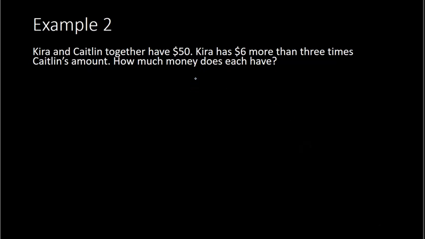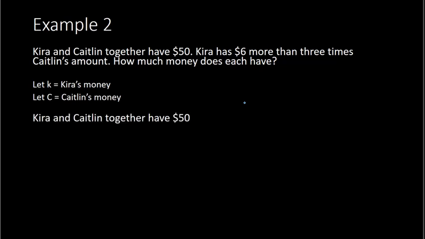Now to begin, we want to establish our variables. So we want to know how much money does each girl have. So we can let K be Kira's amount and C be Caitlin's amount. Alright, so from here we want to use information given. So we know that together they have $50. So if I add Kira's money plus Caitlin's money, that would equal 50. So K plus C equals 50. So that is one equation that I can use.